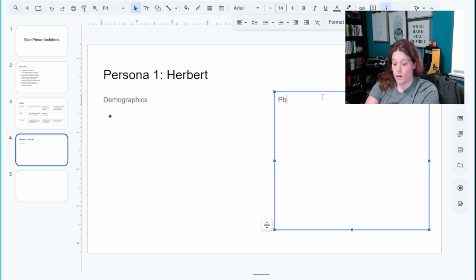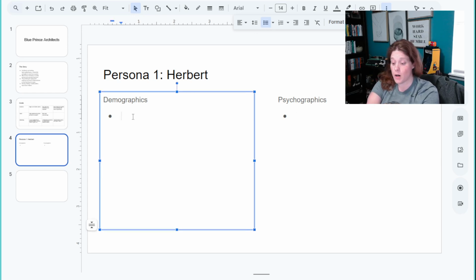And then you're also going to do psychographics. This is more about what is beneath the surface, things that you would have to actually talk to them to know more about within their personality. So, as an example, demographics would probably be, again, his age.